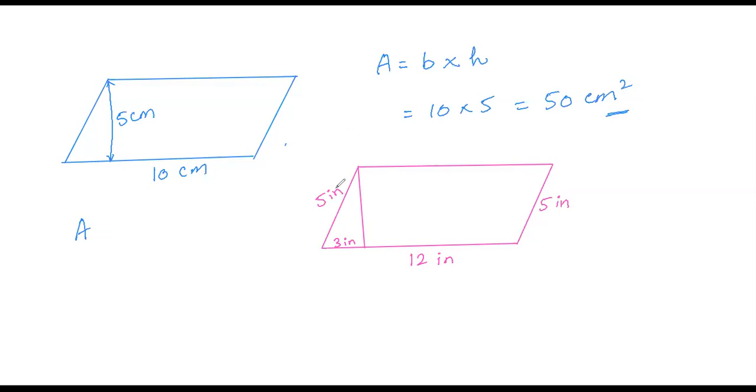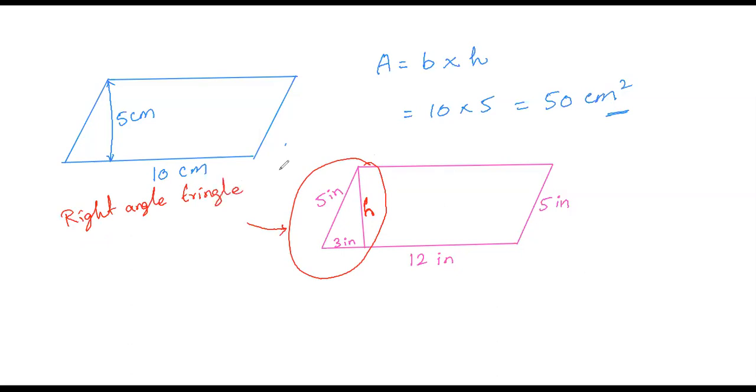See, here the height is not given. Okay, so this is h. If height is not given, we need to find height first, right? Just have a look at this, the part which I have circled, highlighted. Does it look like a right angle triangle? Yes. Exactly. So I hope you guys are aware of the Pythagoras theorem. Yes, sir.